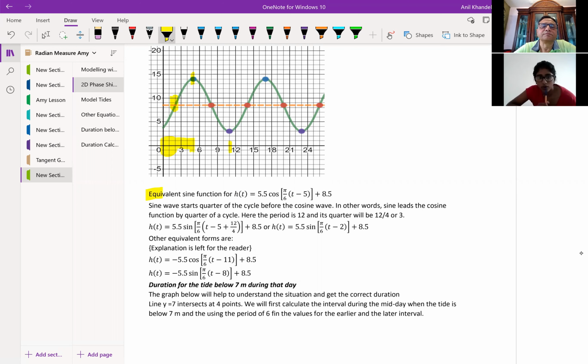Okay, so the equivalent sine function for h of t equals 5.5 cos(pi over 6 (t minus 5)) plus 8.5. Correct. Since the sine wave starts a quarter of the cycle before the cosine wave, in other words, the sine leads the cosine function by a quarter of a cycle. Here the time period is 12 and its quarter will be 12 over 4, or 3.